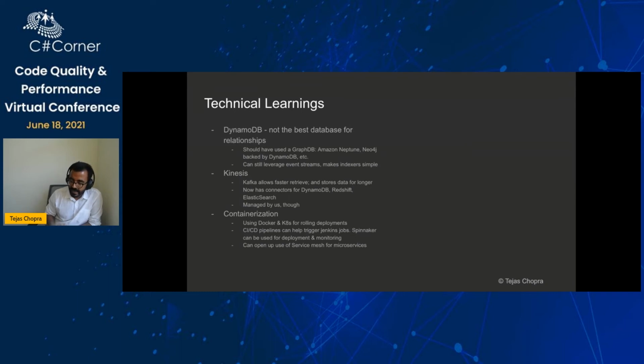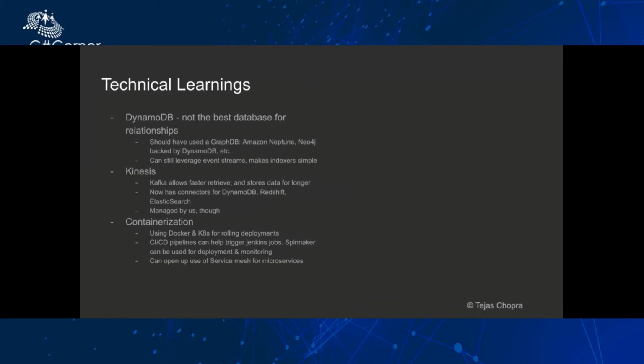Secondly, I leveraged a lot of Kinesis, which is Amazon's Kafka alternative. But Kafka is much faster than Kinesis, and it allows for faster retrieval and stores the data for longer periods of time. I think Kinesis by default is 7 days. Kafka is much more than that, and it can be configured. Back then, Kafka did not have a lot of connectors for DynamoDB or Redshift or Elasticsearch. But today, Kafka has connectors for all of them as source and destination. So it would be much easier to design things with Kafka than Kinesis. The only challenge would be to manage it, because we'd have to manage the Zookeeper or the clusters of Kafka.